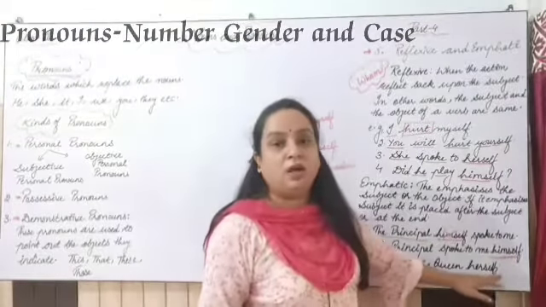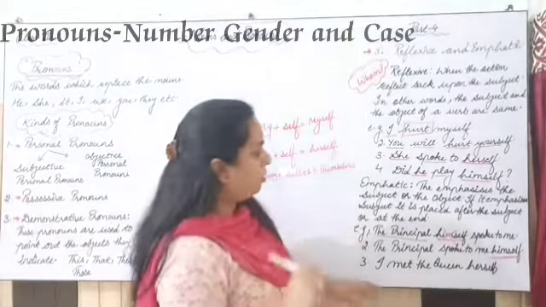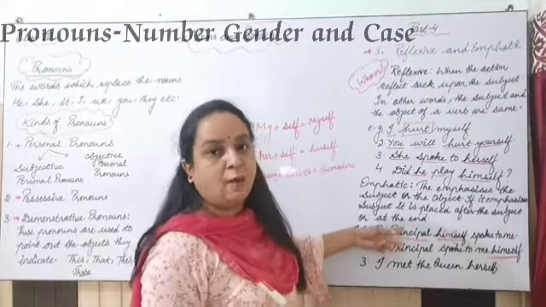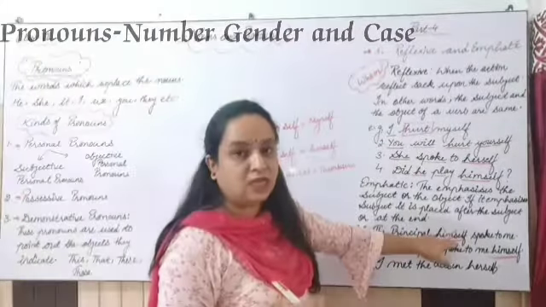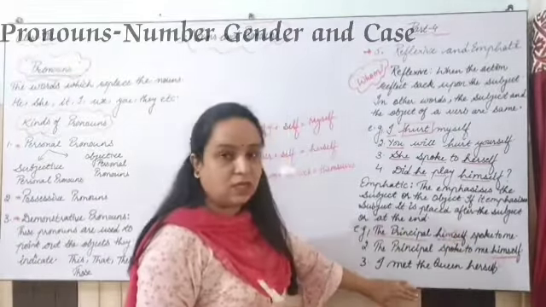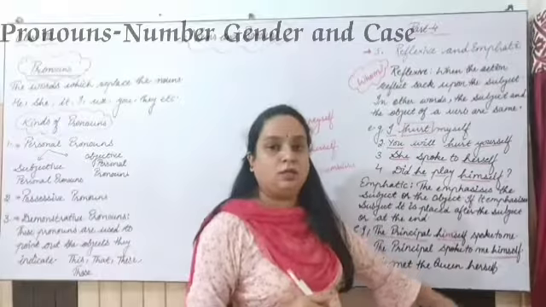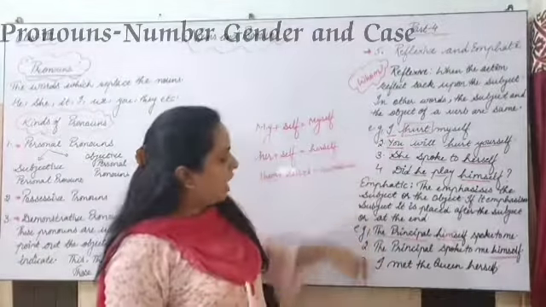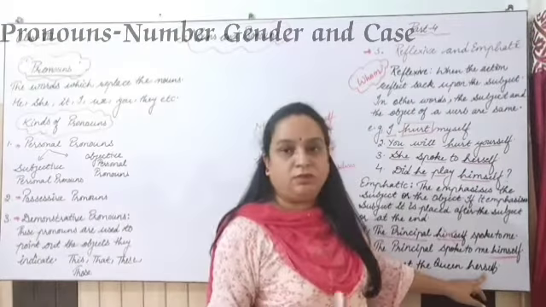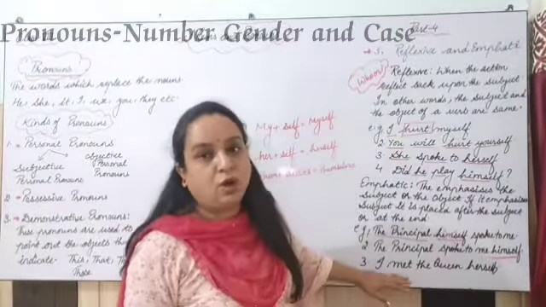I met the queen herself. So here it is as an object. In these first two sentences, it is working as subject, but one is in the starting and the second is in the end of the sentence. Here in the third sentence, this is working as an object. I met the queen herself. See here, I and myself are the same, but here I and herself are different, right? So that is also one way. Here it is working as an object.